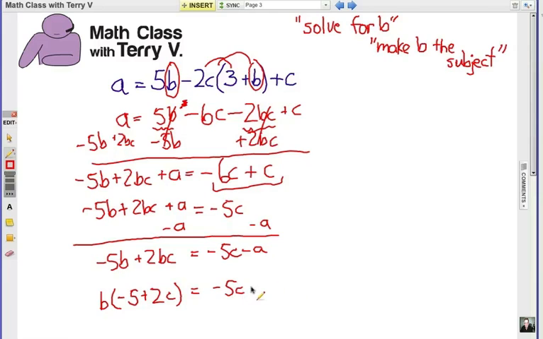And one of my last steps is going to be to get rid of this binomial that's being multiplied by B. So again, that's a multiplication there. How do you get rid of something that's being multiplied? You divide it. So I want to make sure I do that on both sides. I'm going to leave these parentheses in here for just a second. But the answer is actually going to be negative 5C, negative A, all over negative 5 plus 2C. That looks like a big mess.